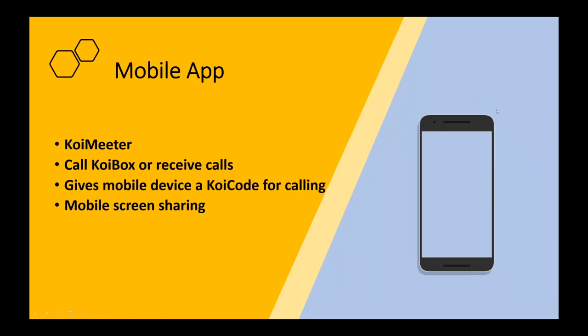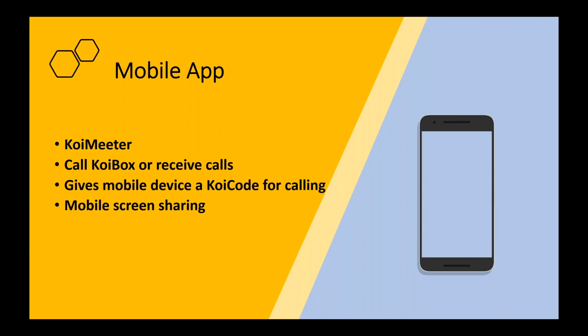QNAP provides the mobile app called KoiMeter, which enables you to join meetings with KoiBox or other mobile apps. Each device with KoiMeter will have its own Koi code that can be used to call other devices. The mobile screen can be shared in meetings as well. So with the KoiMeter app, you can call your KoiBox, or you can call another KoiMeter phone. So it can be a replacement of, for example, FaceTime. So you can do a video conferencing call between multiple phones.